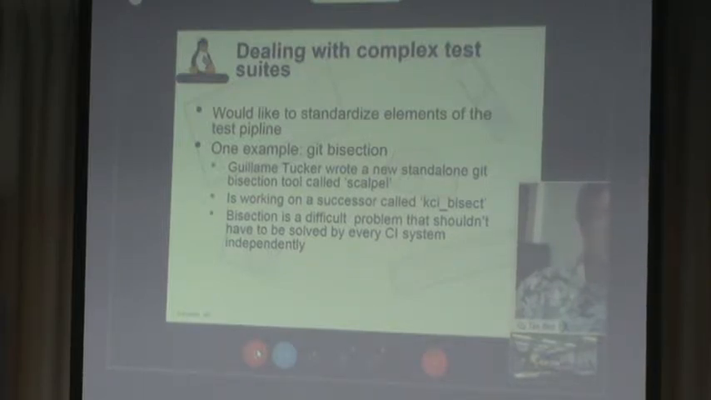Bisection is a difficult problem, and several different groups have tried to solve the same problem. So the kernel CI guys did it, and they have a new bisection tool called Scalpel, which is more efficient and more effective at bisecting things. They're actually working on the next generation of that tool called KCI Bisect, to hopefully make this better.